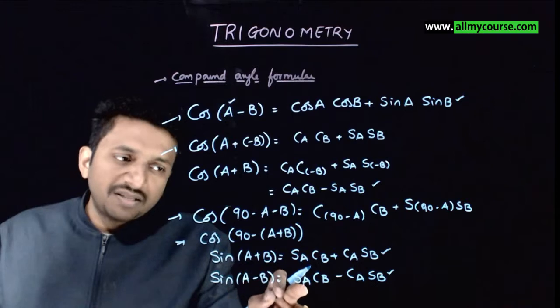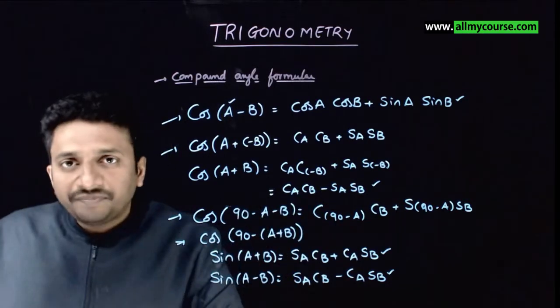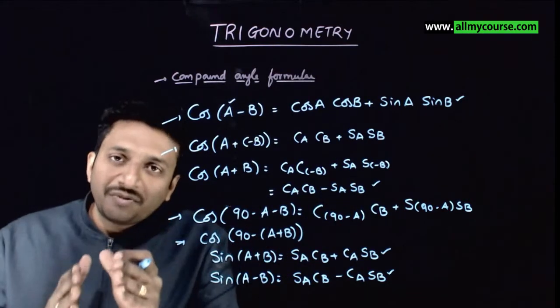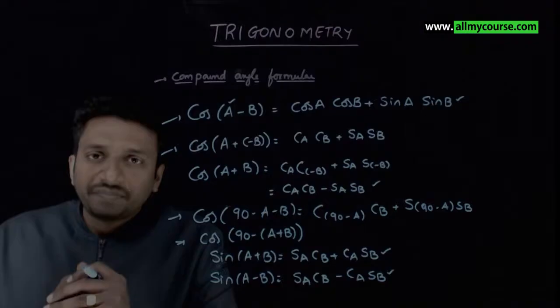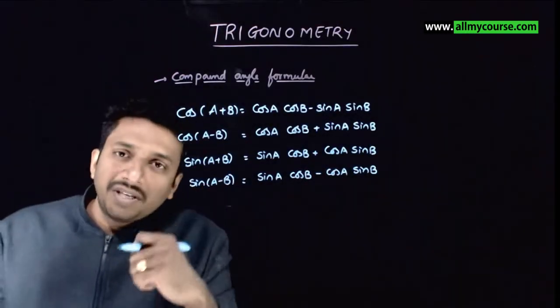Sin of A minus B is sin A cos B minus cos A sin B. So now let us try to remember these formulas using the shortcut. So these are the 4 formulas that you need to remember.